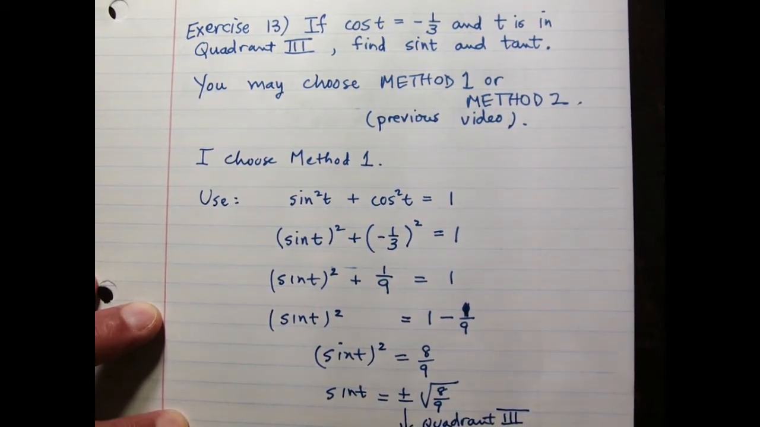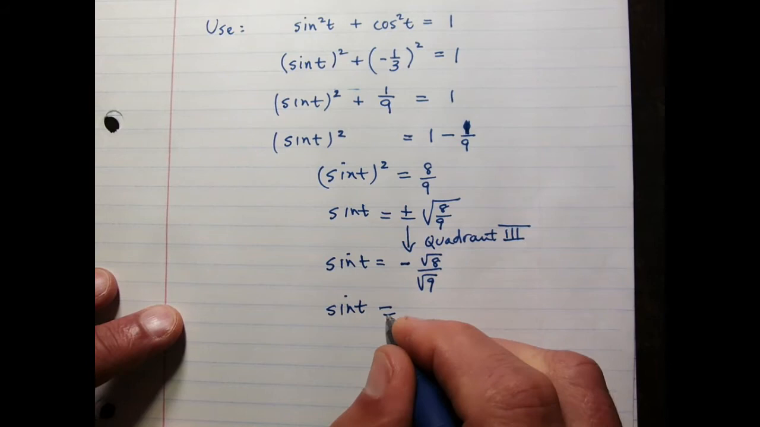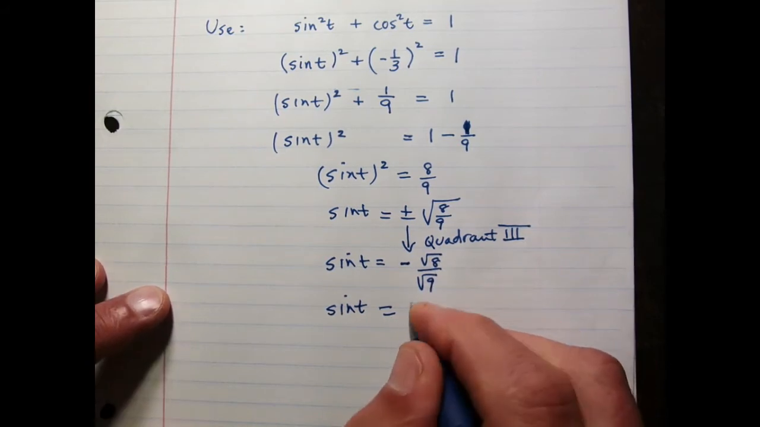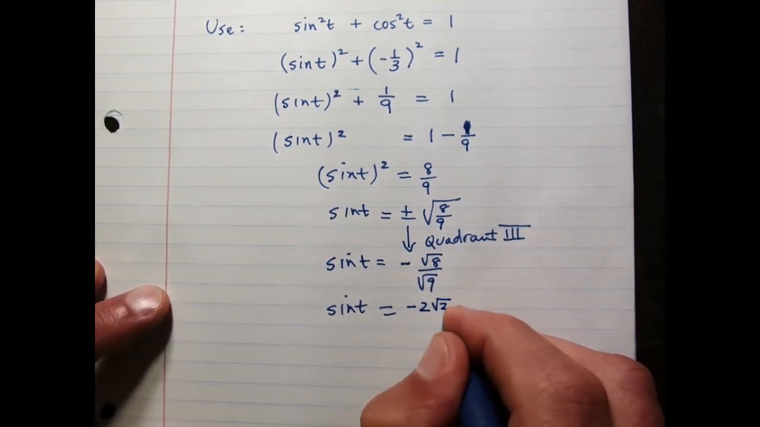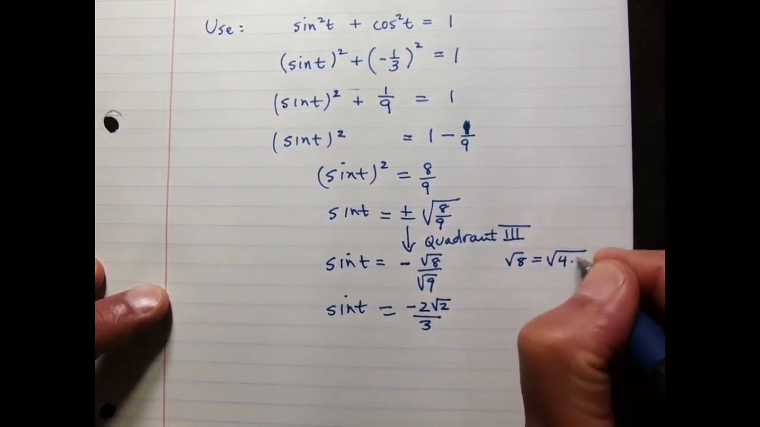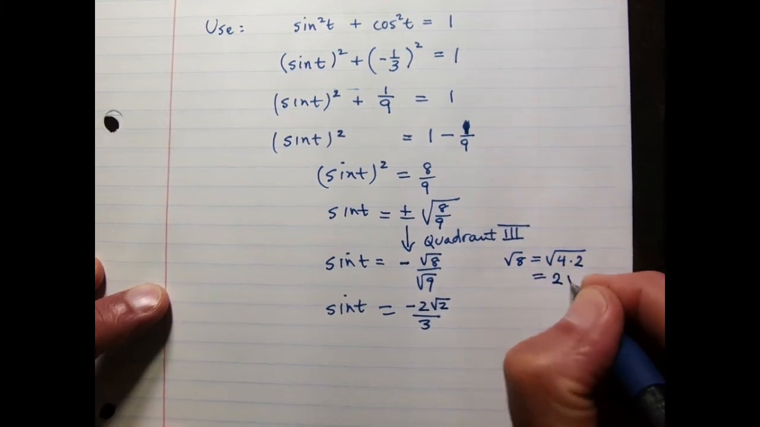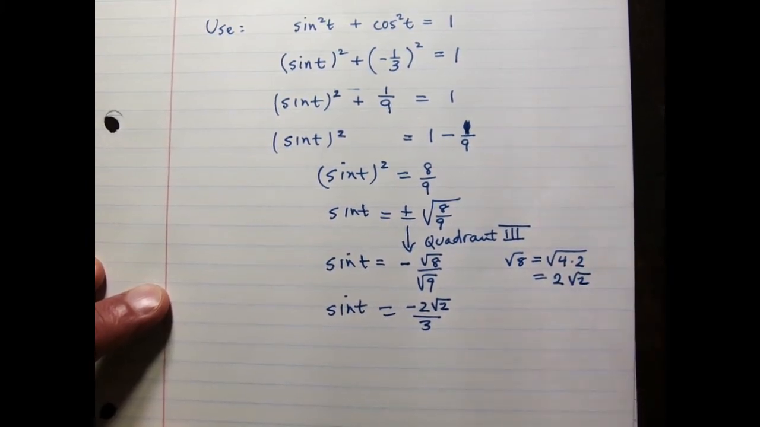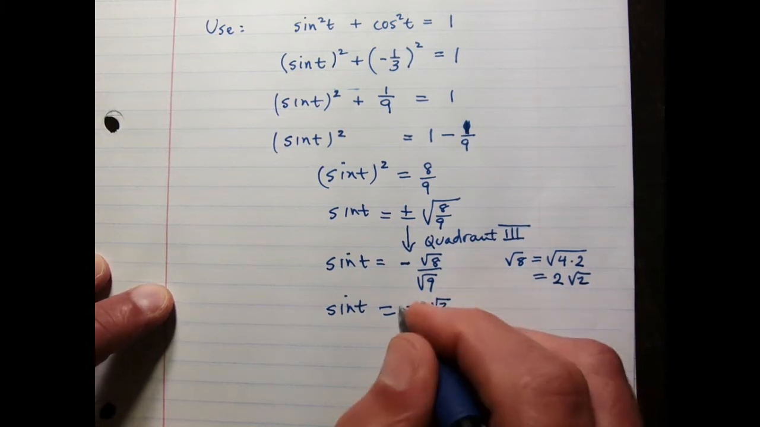In quadrant 3, both sine and cosine are negative, right? So I know sine t has to be negative. I got square root of 8 over square root of 9. So sine t is going to be, square root of 8 is square root of 4 times 2, so that's minus 2 square root of 2 over 3, which can be simplified in that way. So I think we got our sine t.